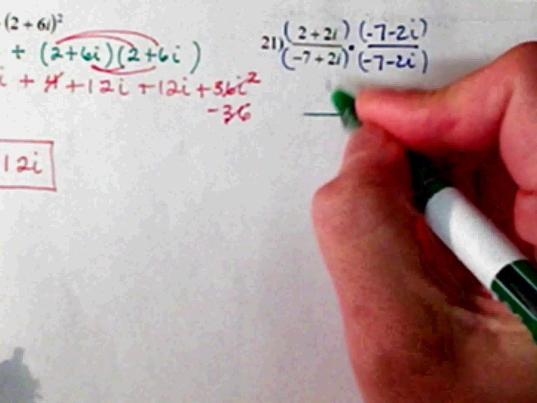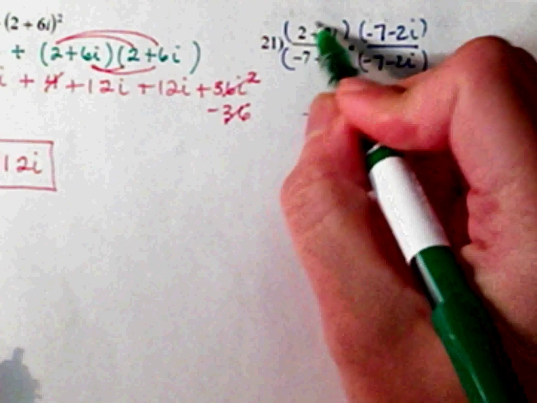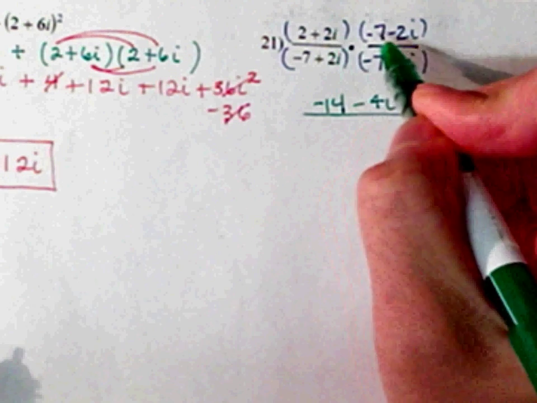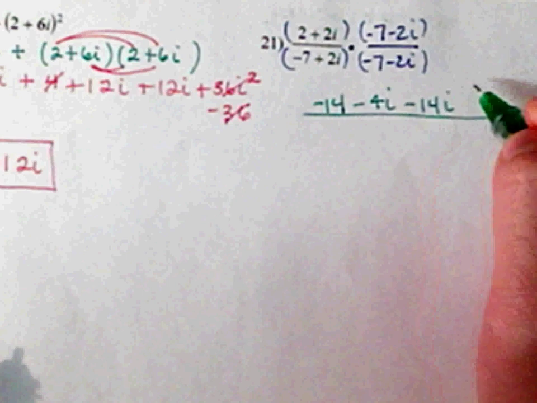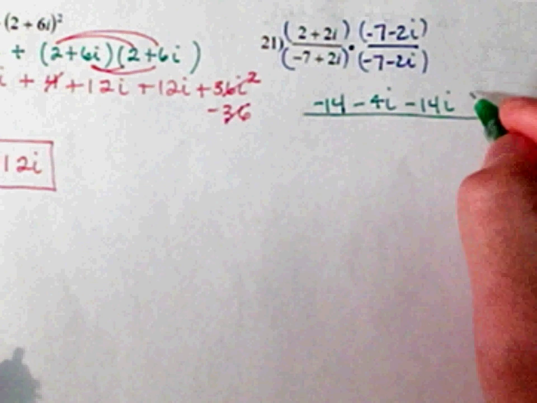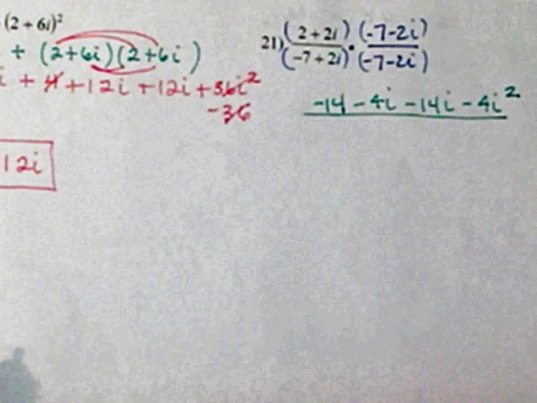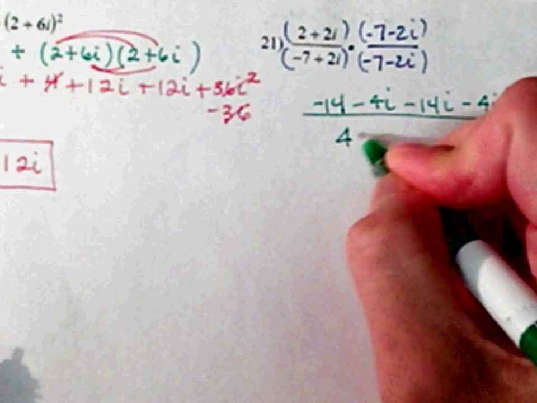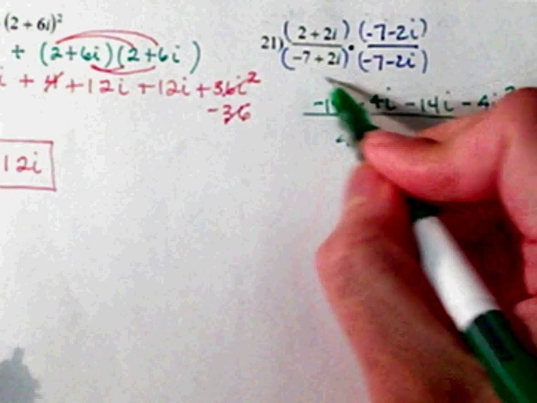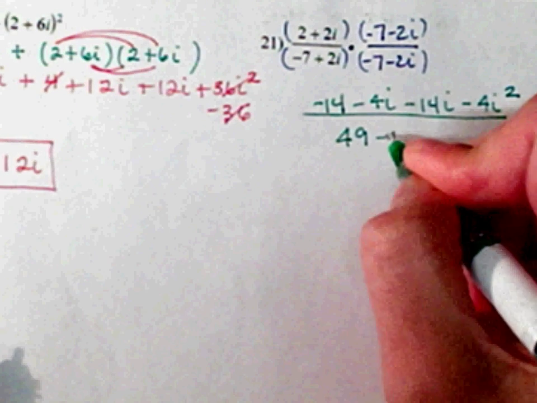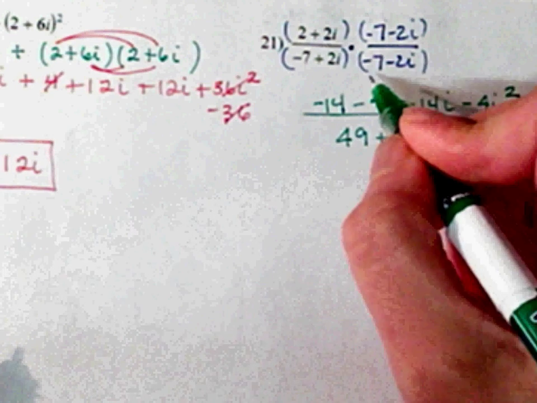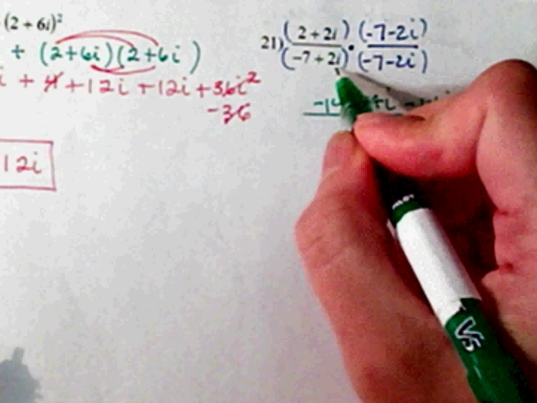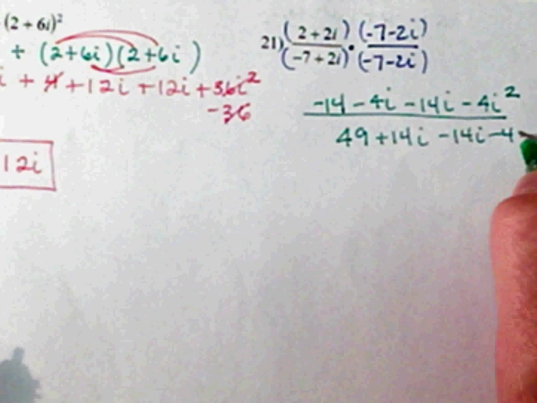2 times negative 7 is negative 14. 2 times negative 2i is negative 4i. Second term, 2i times negative 7, negative 14i. 2i times negative 2i is minus 4i squared. Okay? Take care of your denominator. Negative 7 times negative 7, positive 49. Negative 7 times negative 2i is positive 14i. Middle term, 2i times negative 7, minus 14i. 2i times negative 2i is minus 4i squared.